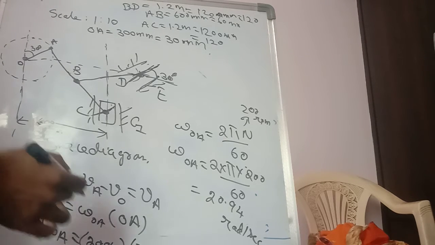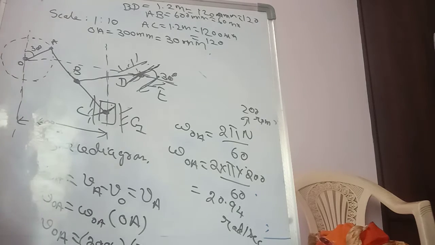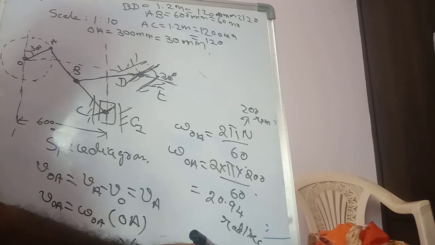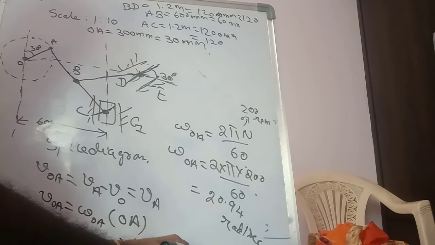Because it is in radians per second, we have to take OA in meters. 300 by 1000, 0.3 meters. So which is equal to 6.28 meters per second. So VOA is equal to 6.28 meters per second.